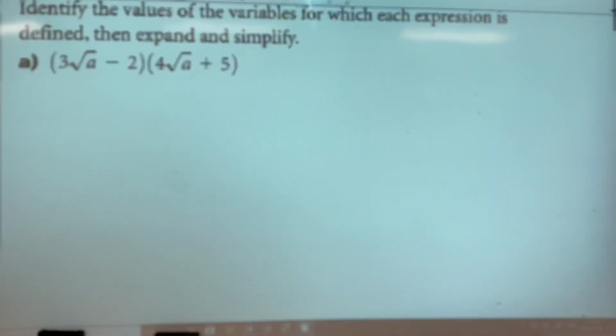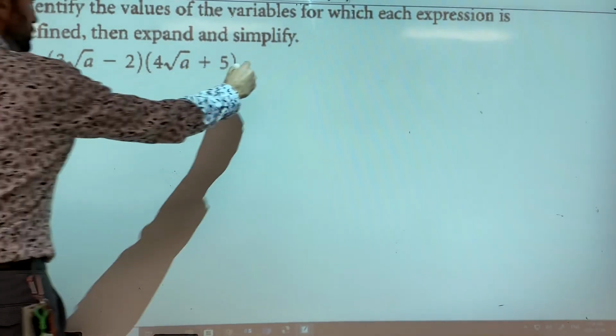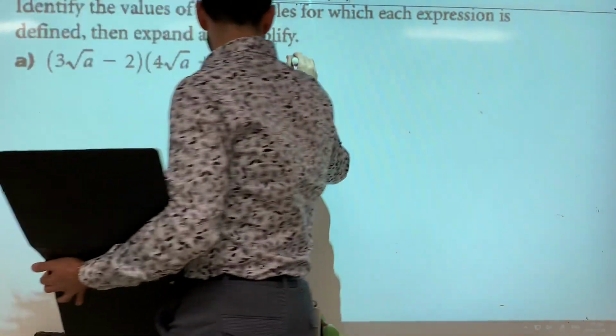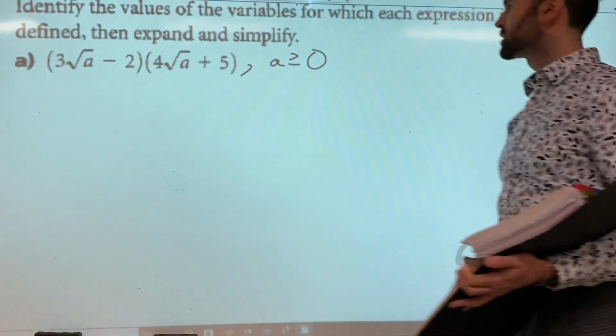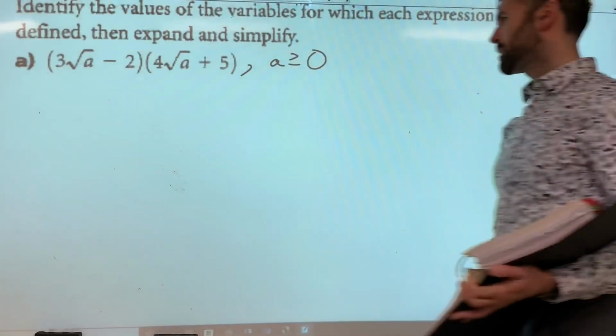Here we go. It says identify the values of the variables for which each expression is defined, and then expand and simplify. So the first thing you should do is look at your expression and give your permissible values. So a has to be greater than or equal to 0. Is there anything else? Nope. So now you can expand it.